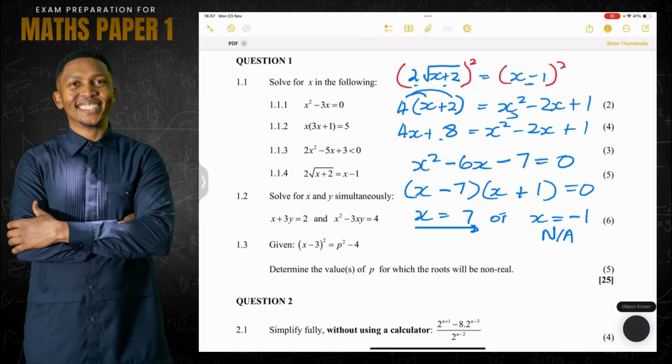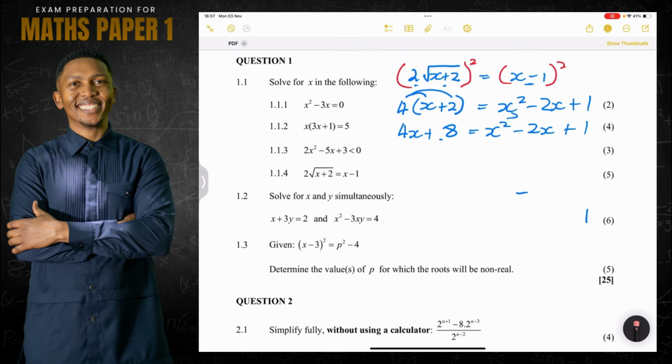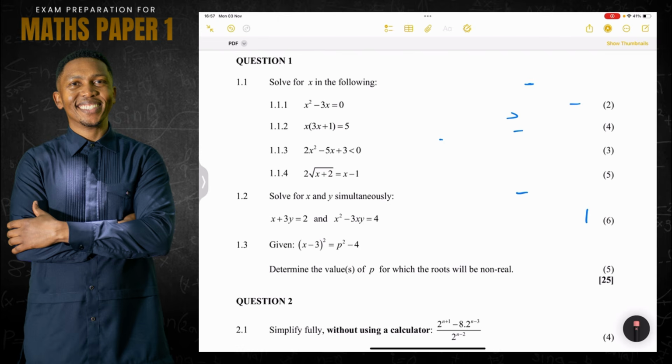Right, please remember, guys, to check your solution, to check if the left-hand side does in fact equal the right-hand side. Okay, and please don't be like me and avoid those mistakes. Okay, right, so let's go to the next one.